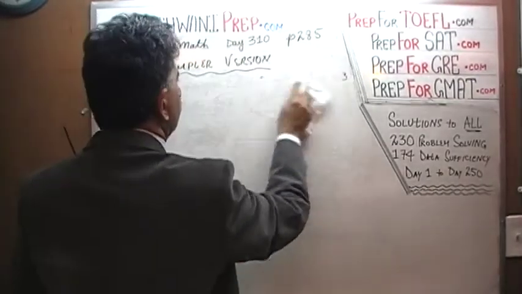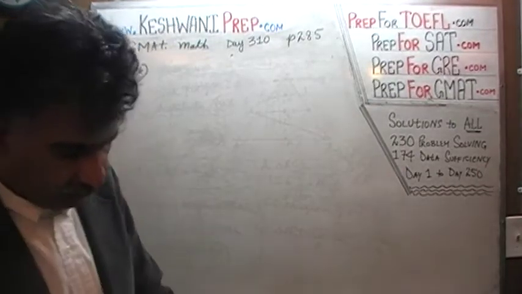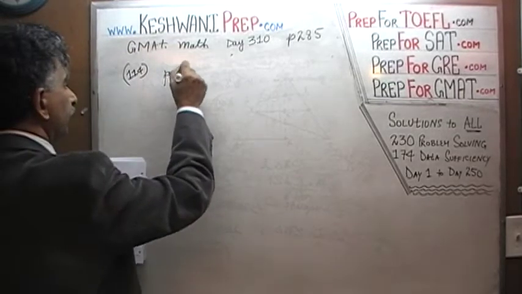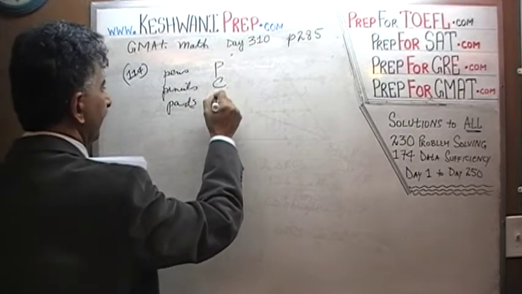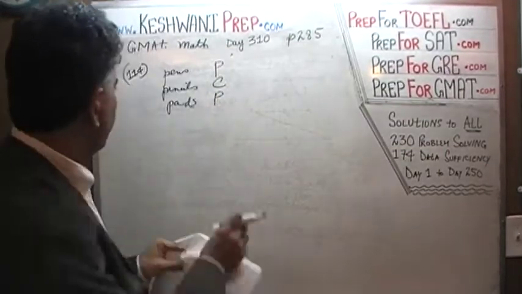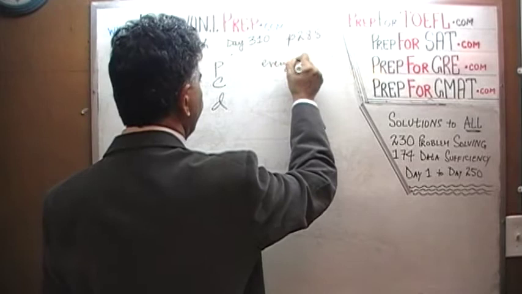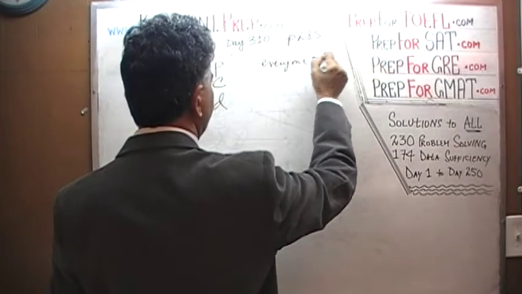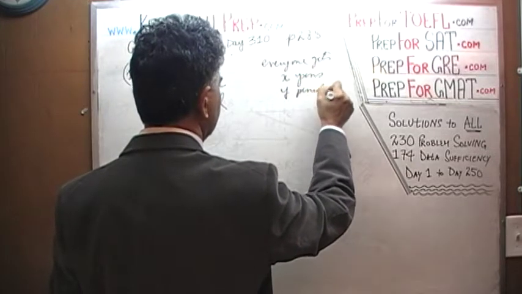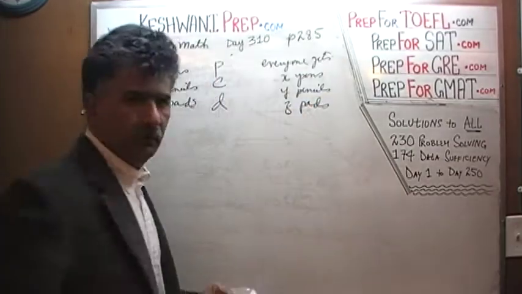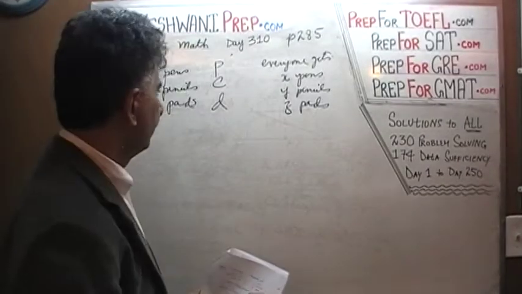In the book, instead of apples and bananas, we have 3 items. We have pens, pencils, and pads. And we are told that everyone gets X pens, Y pencils, and Z pads. But that's not relevant, you understand? The question again is very straightforward as to how many people we have. How many people do we have is the question.